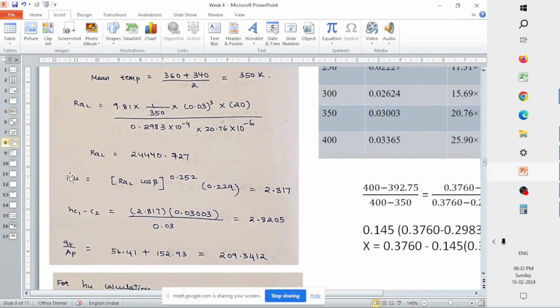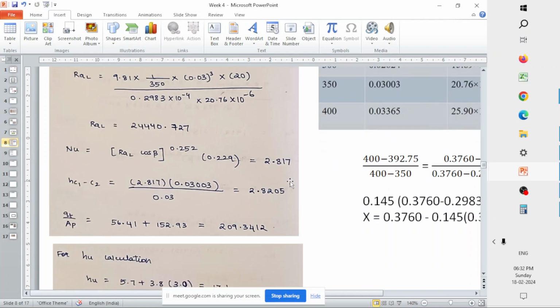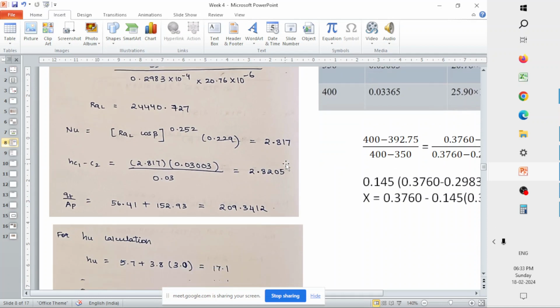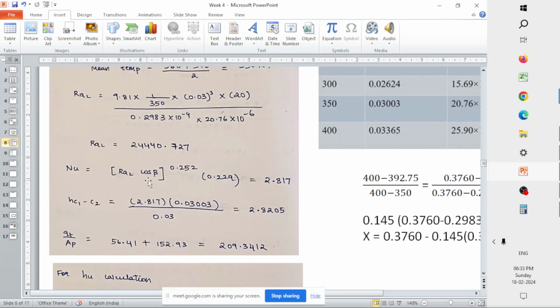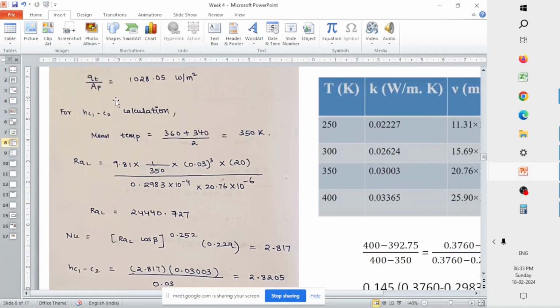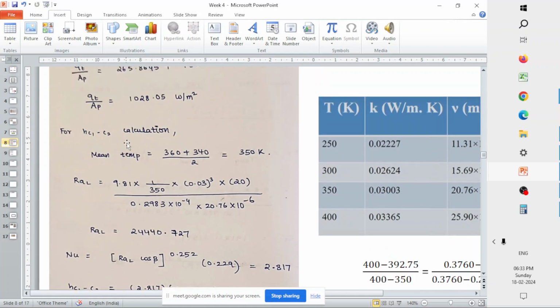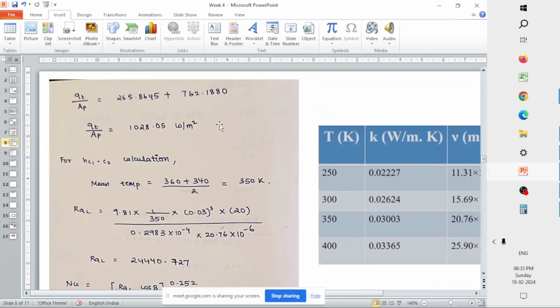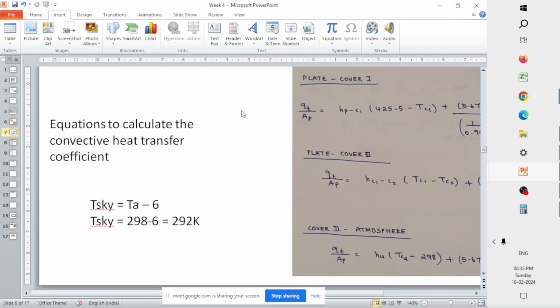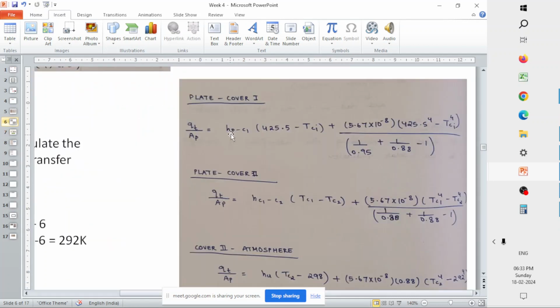Similarly, once you know your Nusselt number value, you can calculate your heat transfer coefficient, which would be around 2.8205. Once you know the HPC1 and HC1C2, you can calculate the value of QT by AP, because QT by AP is a function of HPC1 and TC1. Now TC1 we have assumed as 360 Kelvin, and HPC1 we have calculated. So if you plug in those two values in this particular expression, you can calculate the value of QT by AP.